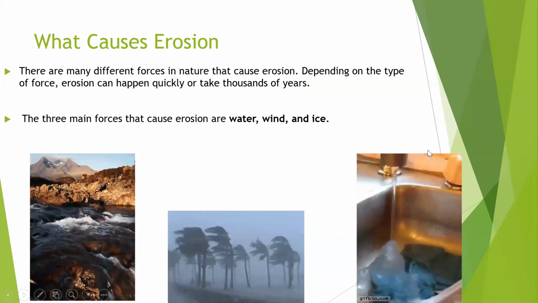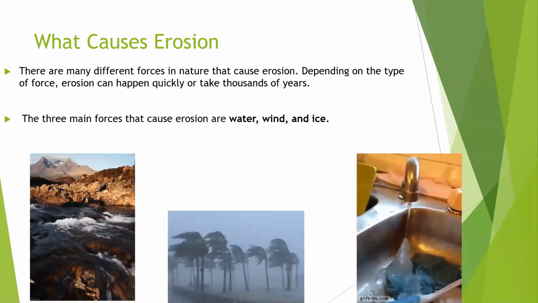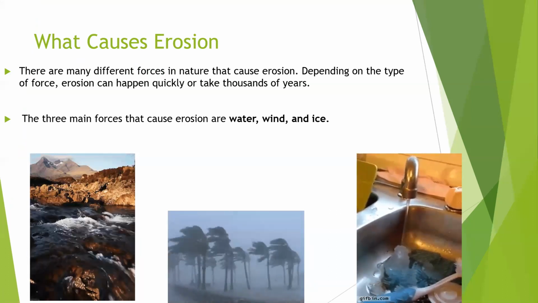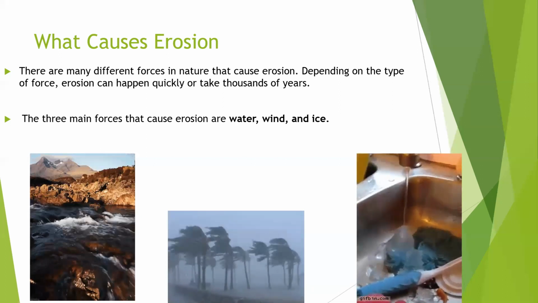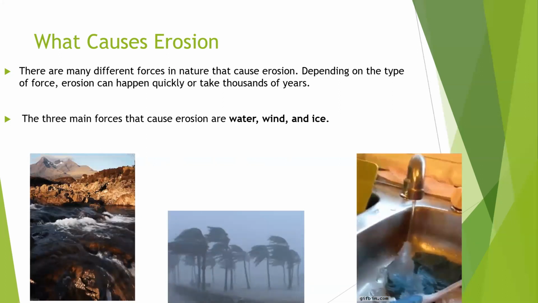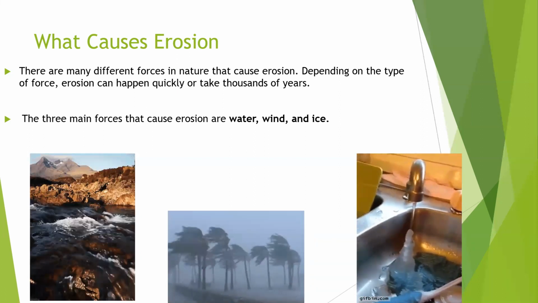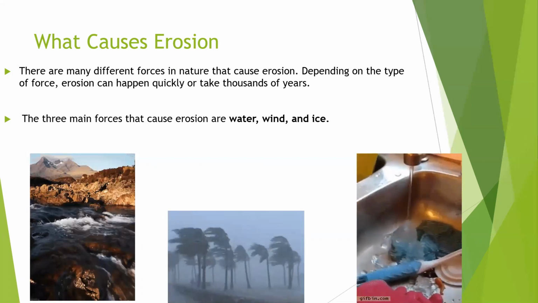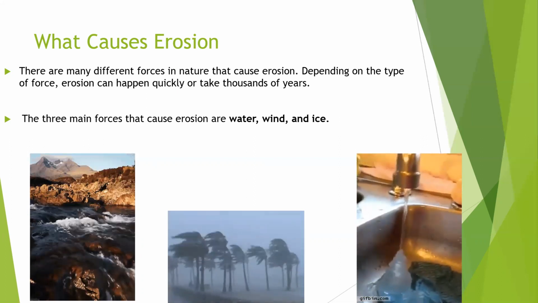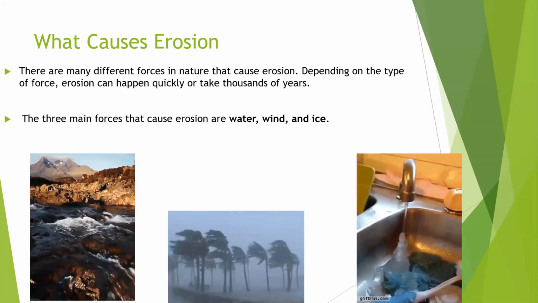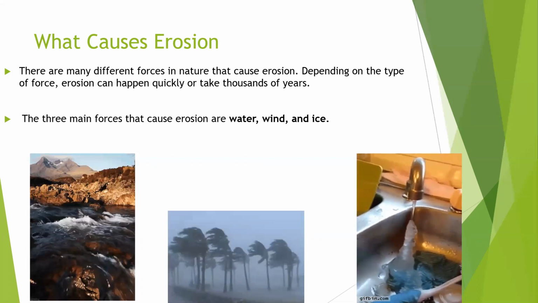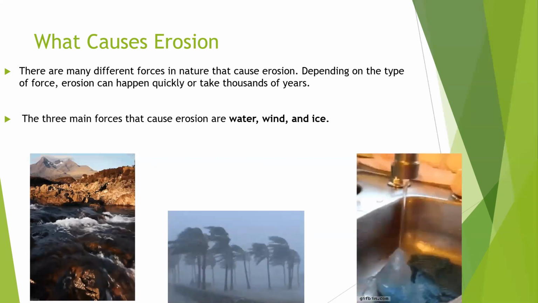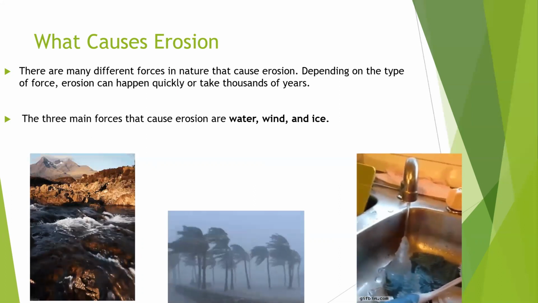What causes erosion? There are many different forces in nature that cause erosion. Depending on the type of force, erosion can happen quickly or it could take thousands of years. Now, I don't know if you guys remember the video from last week with the Generation Genius, with the dancing scientist. He took the power washer to the rock and was able to break it and split it in half fairly quickly. That was because of the machine. But had that been in nature, that would have taken hundreds of thousands of years for it to occur.